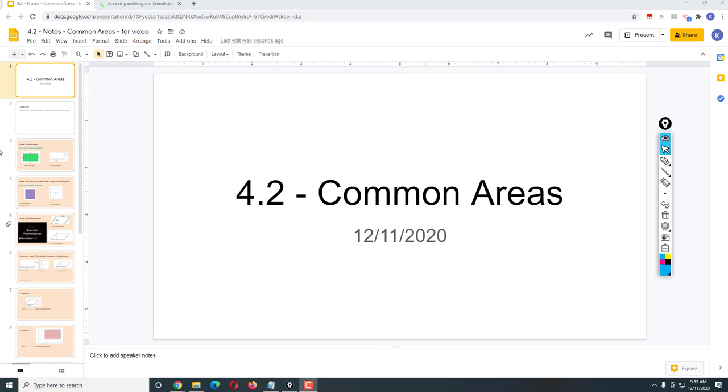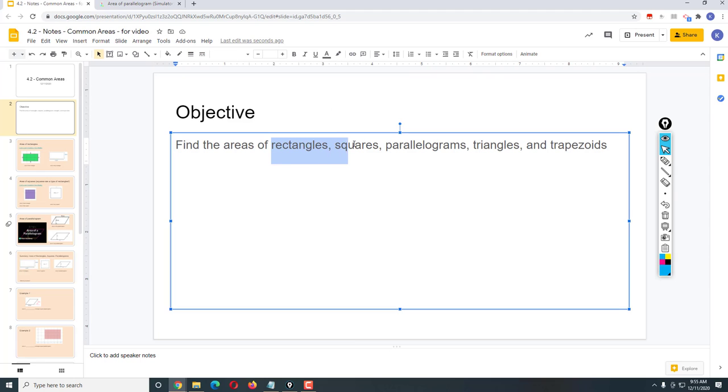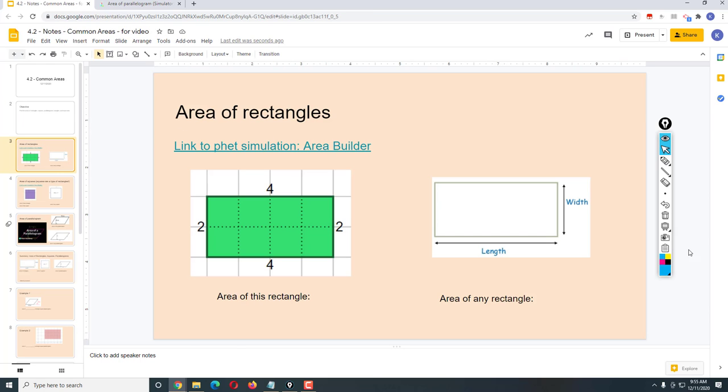4.2 Common Areas. The objective here is to figure out and understand how to find the area of rectangles, squares, parallelograms, triangles, and trapezoids. Rectangles. What is the area of this rectangle?